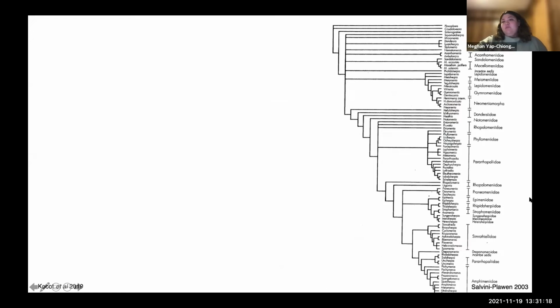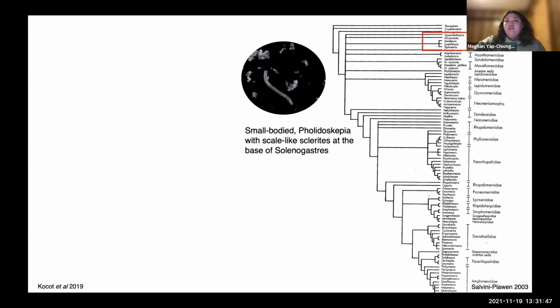So to get into some of the historical cladistics of this, this was a paper in 2003 by Salvini-Plawen, and it was the first kind of family-level look using phylogenies, rather than a character-based phylogeny, of the major families and groups of Solenogasters. And as you can see here, it's not a really well-resolved tree. It was based on 53 characters. However, it did confirm this original thought on Aplacophora evolution, that the ancestor to all other Solenogasters was something small-bodied, Pholidoskepia-like, with scale-like sclerites.